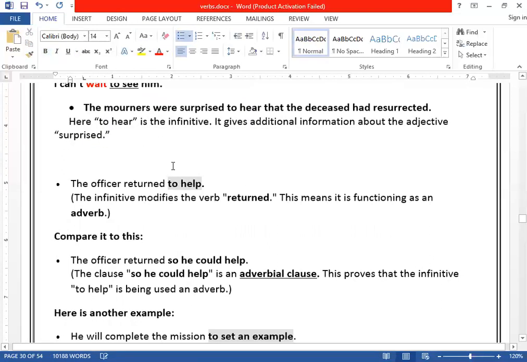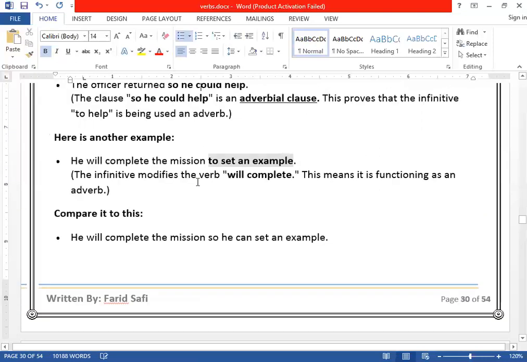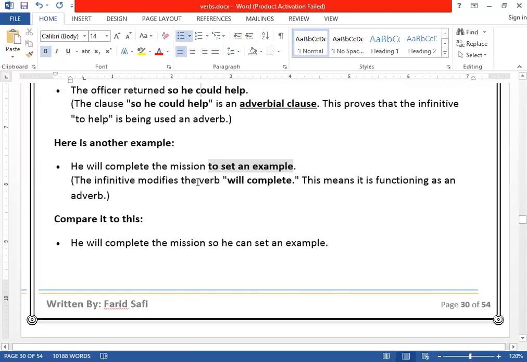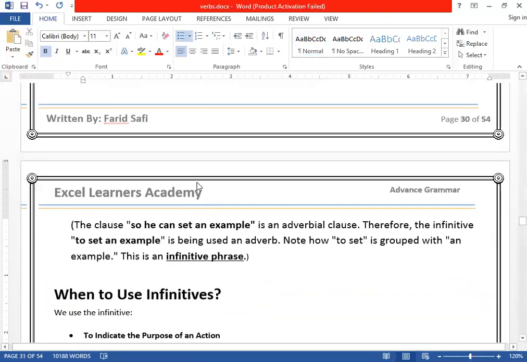Like for example, the officer returned to help. He returned. Clear? So the infinitive modifies the verb returned. So this means that to help, this infinitive, functions as what? It functions as an adverb. Is this clear? Excellent.